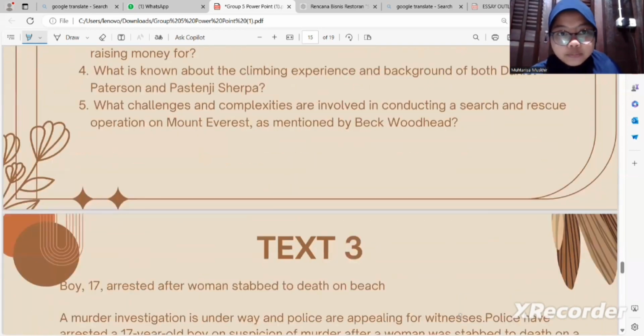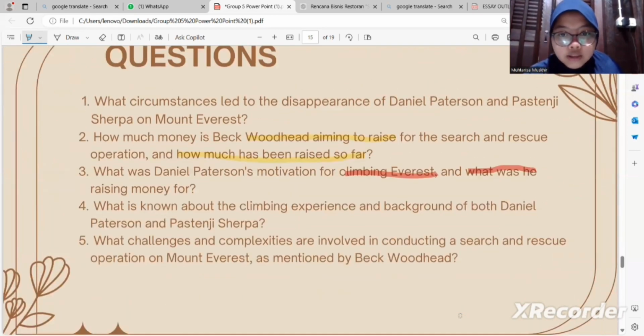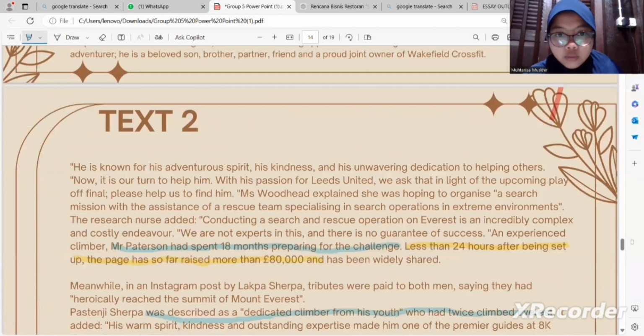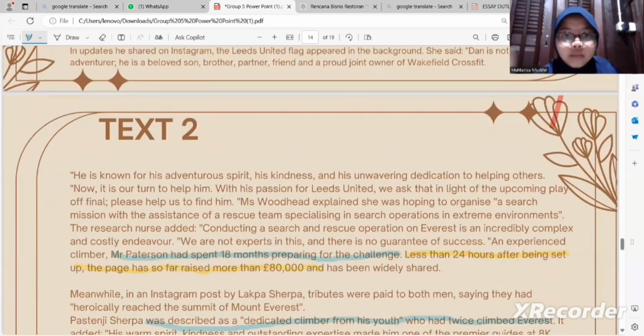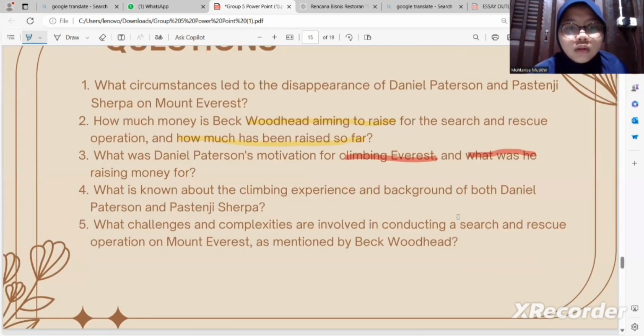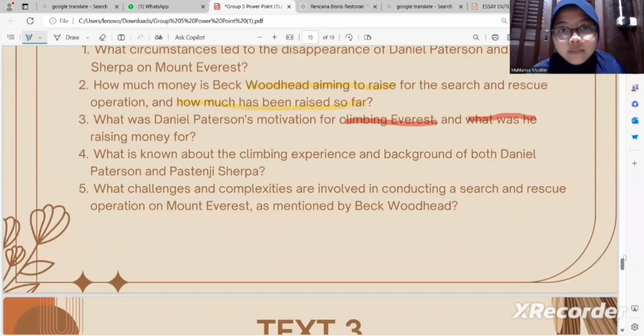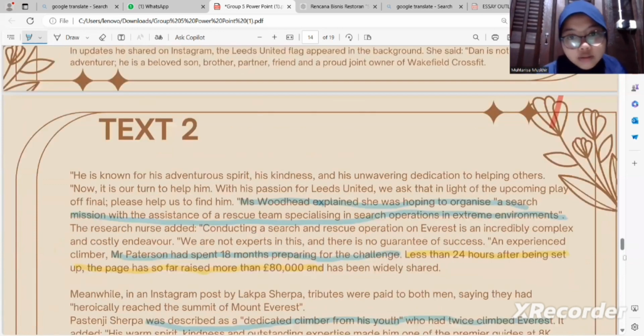Okay, next question. What challenges and complexity are involved in conducting a search and rescue operation on Mount Everest, as mentioned by Beck Woodhead? Okay, we're gonna search. Miss Woodhead explained he was hoping to organize a searching mission, but the extreme environment. So the challenge and complexity involved in conducting a search and rescue operation on Mount Everest mentioned by Miss Woodhead is the extreme environment.